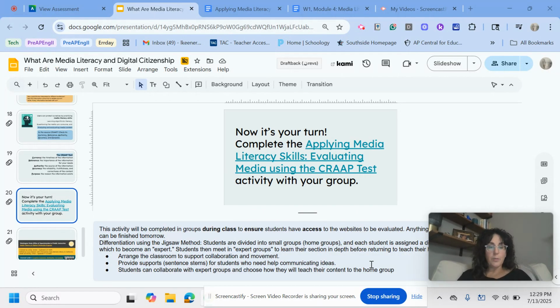Differentiation occurs here because we are arranging the classroom to support collaboration and movement, again for those kinesthetic learners. If we needed to, as the teacher is monitoring this activity, the teacher could provide sentence stem supports for the students who might need help communicating their ideas. And also differentiation occurs as students are collaborating with both their expert groups first, and then they can choose how they can most effectively teach their content to their home group. So let's look at what this activity looks like.